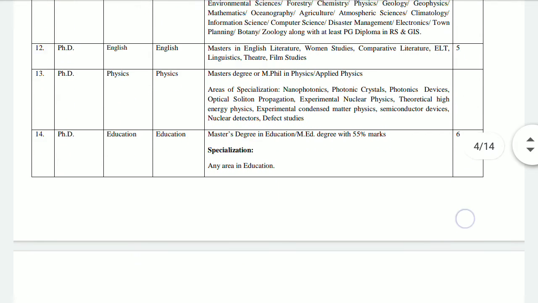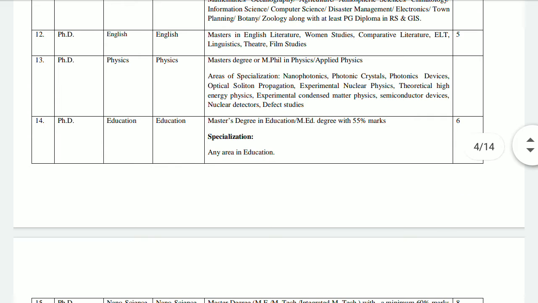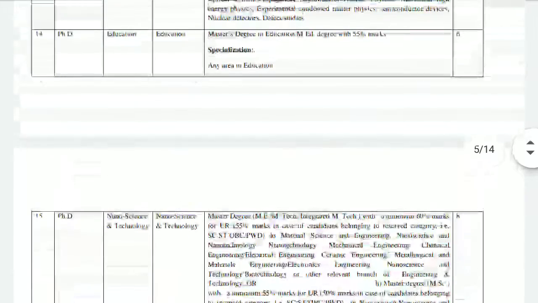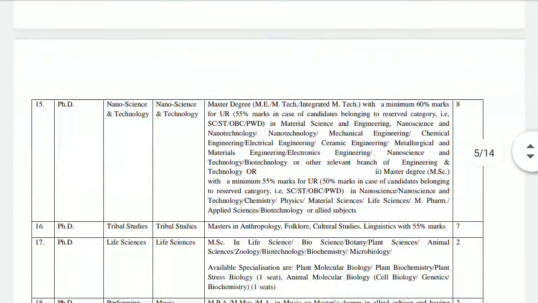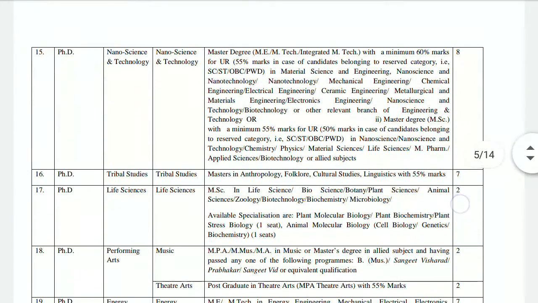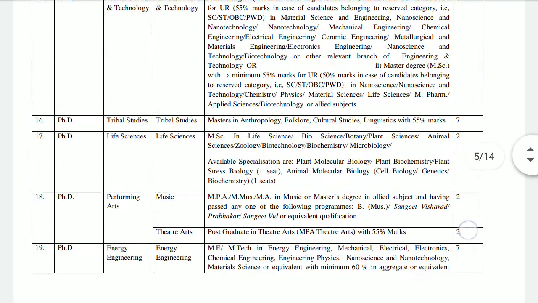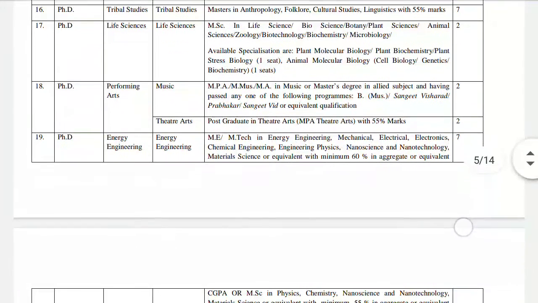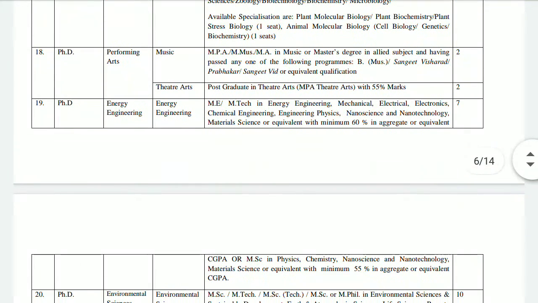Physics there is no seat. They have mentioned it, maybe a printing mistake. In education, it is 6 seats. So there are specializations also, like any area of education, you can select a specialization. In nanotechnology, there are 8 seats, and then tribal studies 7 seats, and then life sciences 2 seats, and then performing arts 2 seats.